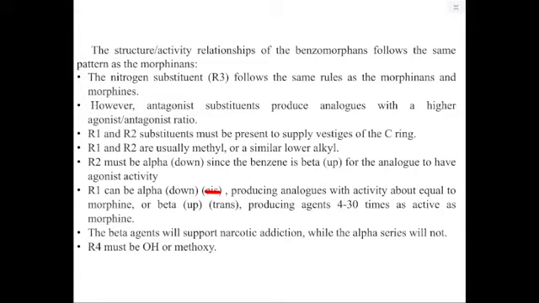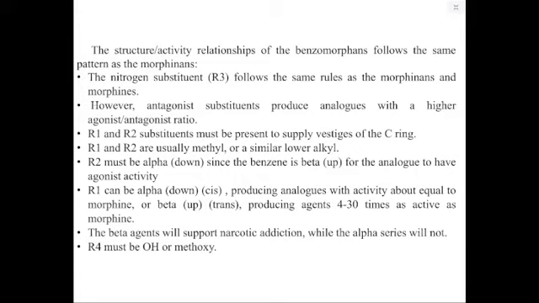And the cis has lesser analgesic activity than the trans. But because it has lesser analgesic activity than the trans, it will also have lesser abuse potential. So although it is a weaker analgesic, you use it clinically as opposed to using the beta or the trans conformer because of lesser toxicity. I hope that is clear now. So we are saying R1 can be alpha down, which means if R1 is down, R2 is also down. That is correct, cis, producing analogs with activity about equal to morphine, or it can go up, or what we are calling trans, producing agents 4 to 30 times as active as morphine.